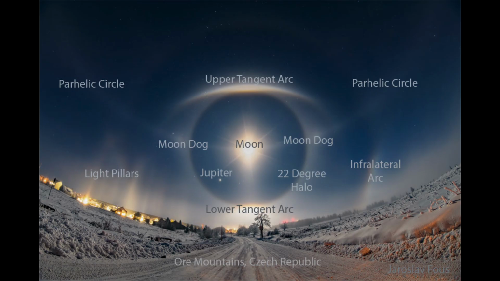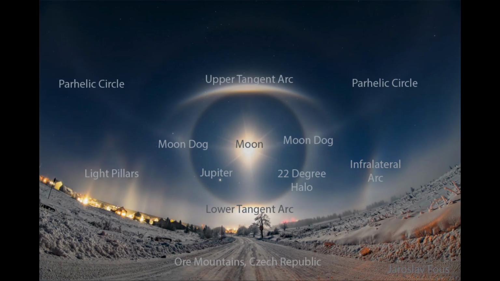Now we see a number of different things here, and they're labeled for us to help us identify them. In fact, we see the moon there at the center, and we see the moon dogs to either side, so bright areas to either side of the moon. We see the halo, which is the 22-degree halo. That would be, as you might expect, 22 degrees in size away from the moon. And then we can also see the two tangent arcs, the upper one very clearly visible, the lower one very hard to see within the glow and glare from the horizon there.